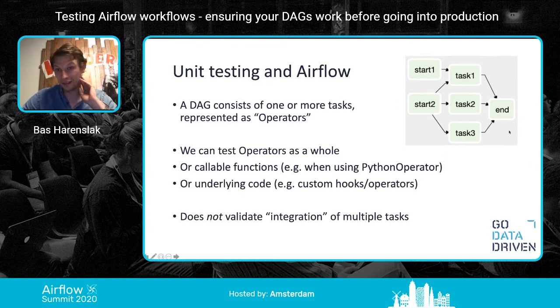So like I said, a unit test does not validate basically these dependencies. If start2 produces some weird value, maybe the task start2 would succeed, but task 1 would then fail because it gets a value that it does not understand, for example.